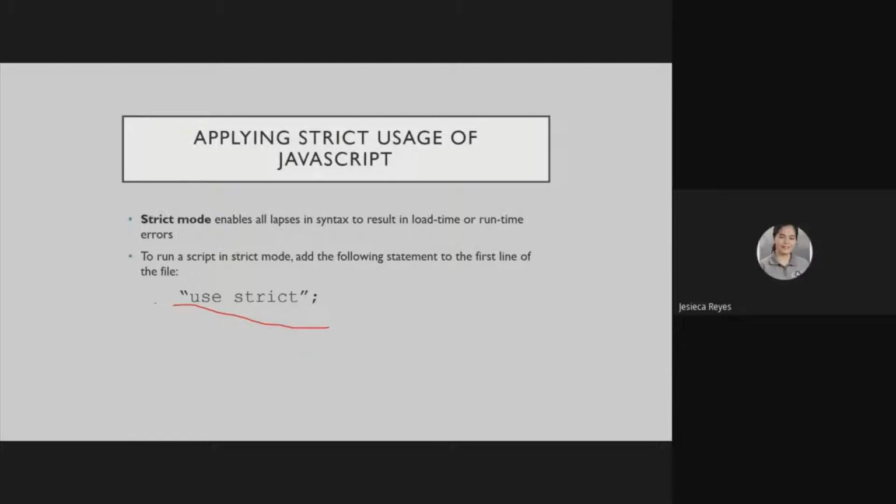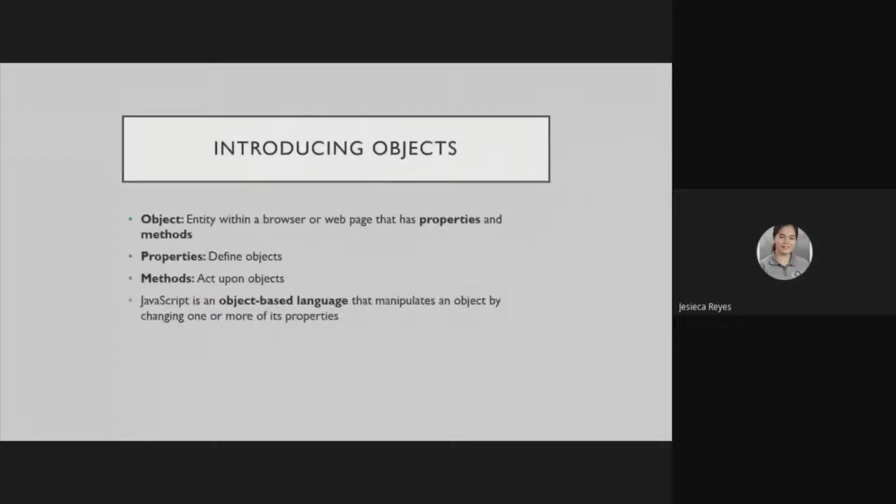Okay, that is, strict mode enables all lapses in syntax to result in load time or runtime errors. Okay, and in JavaScript, we are going to work on different objects, properties, and methods. These objects are entities within a browser or a web page that have properties and methods.